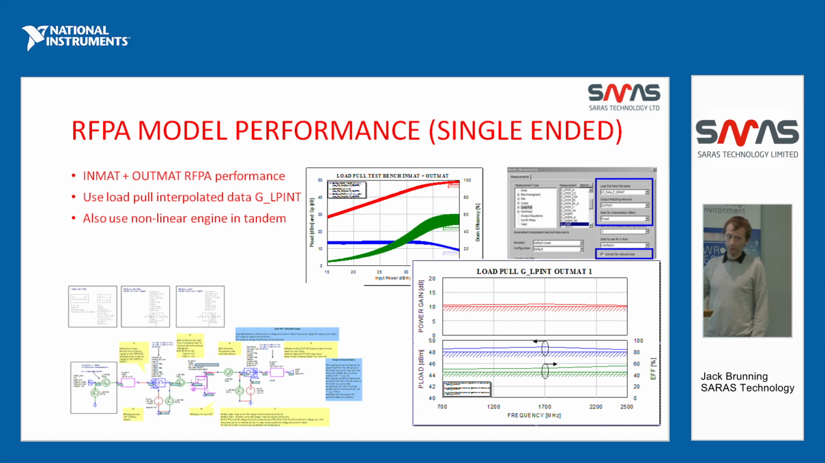The downside of that is that you'll only see as many points as you've run in a load pull. So if you've got 3 points, 5 points, that's what you see, and you don't know what happens in between. So in tandem with that, once you've done this and you're happy, it's a good idea to look at it in 5 meg, 10 meg steps with the nonlinear engine and just see if there's any suck outs.